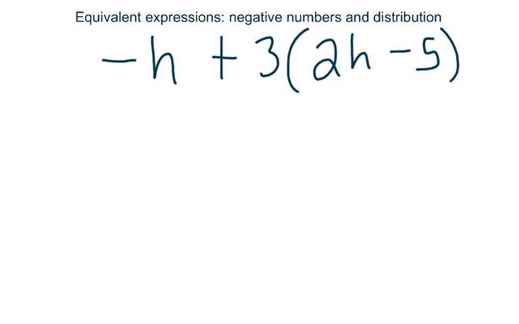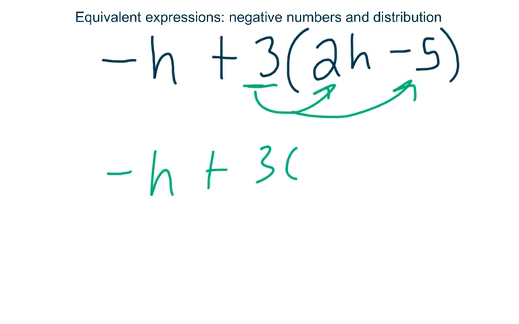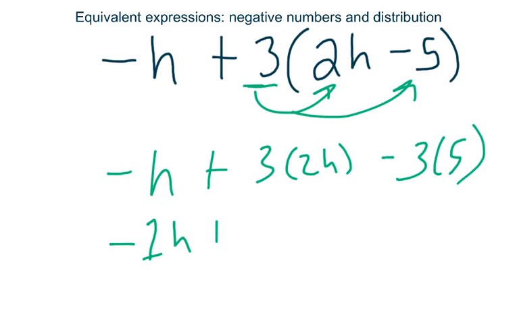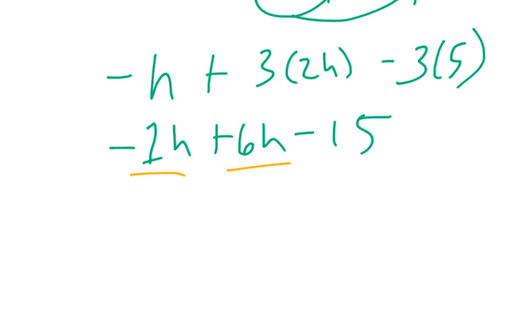Same thing here. Negative numbers and distribution. Sometimes the numbers are positive, sometimes they're negative. But we have a 3 outside parentheses. So that means we are going to multiply this by 3 and this one by 3. So -h plus 3 times 2h minus 3 times 5. And so this is a -1h plus 6h minus 15. And then we realize that this and this are like terms, -1 and positive 6, because they both have the variable h. And they're different, so you have to subtract. And so your final answer between these two would be a positive 5h minus 15.